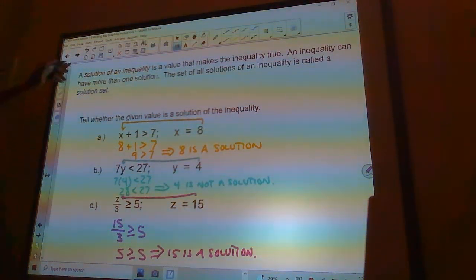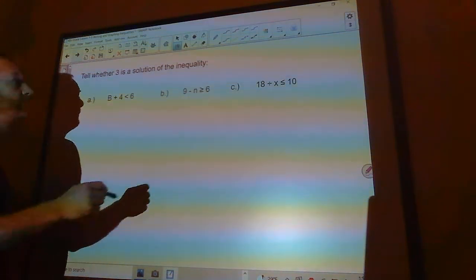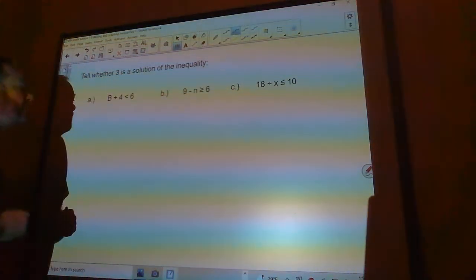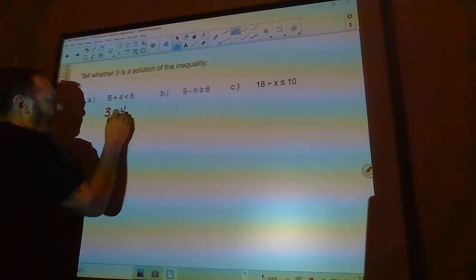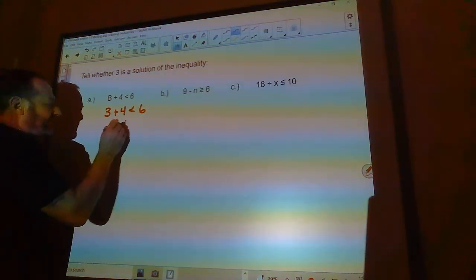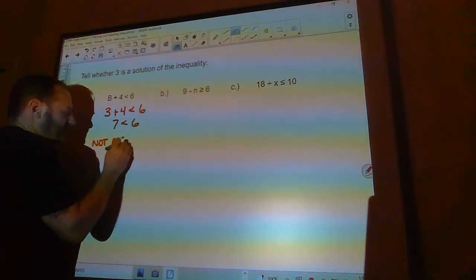Okay. Tell whether 3 is a solution of the inequality. So I'm going to let you pause the video. You're going to check to see if 3 is a solution to each one of these, and then jump back on and see if it's true. Okay, so I'm going to go ahead and plug 3 in for each of these. So 3 plus 4 should be less than 6. 7 is less than 6. That's not true, so that's not a solution.